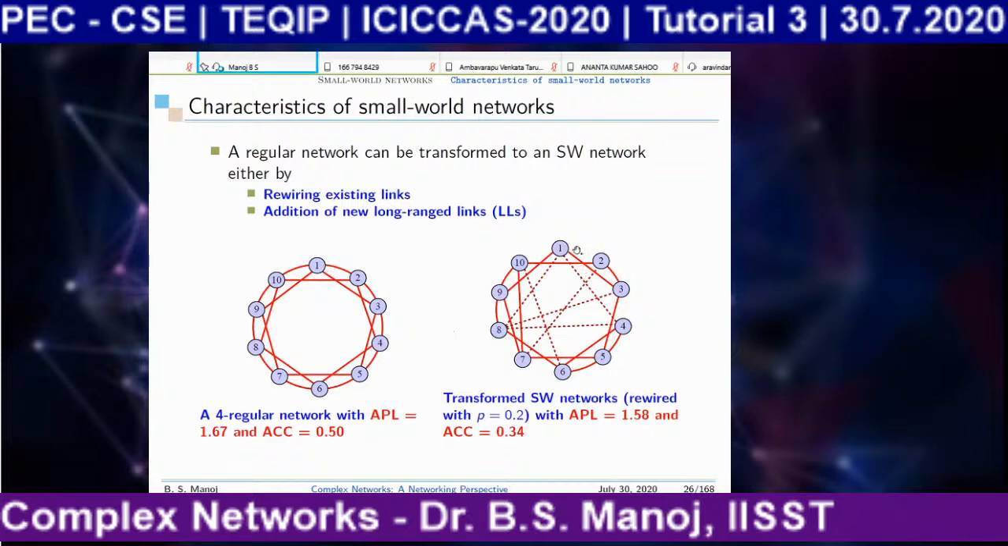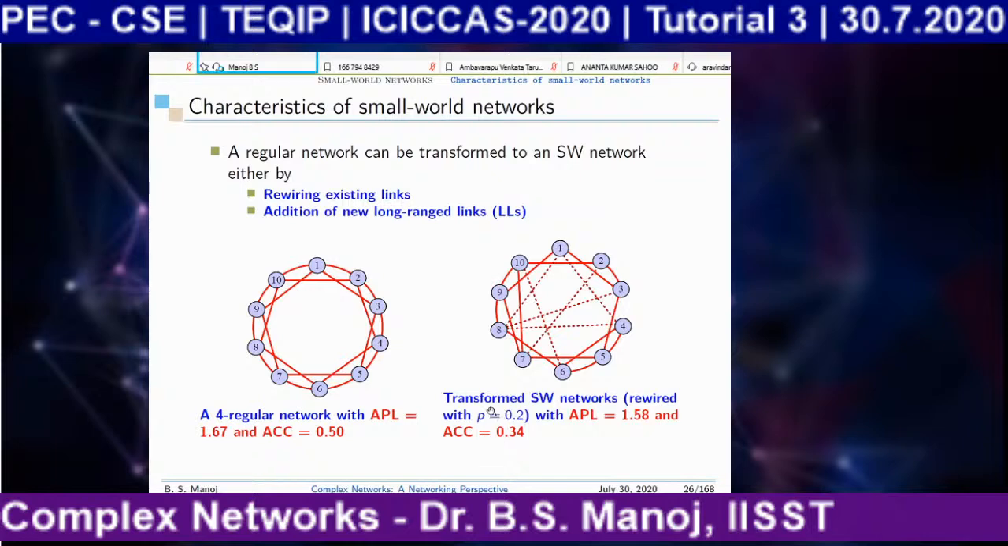For example, this link between 1 and 2 is cut and taken to a new destination, that is 4. Similarly, the link between 1 and 10 may be rewired, so from 10 it has gone to 6. The dashed links here show the rewired links from the original links. Now, this regular network, through the rewiring process, became a small world network.